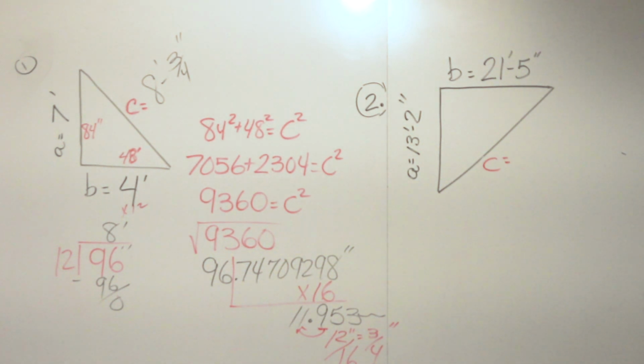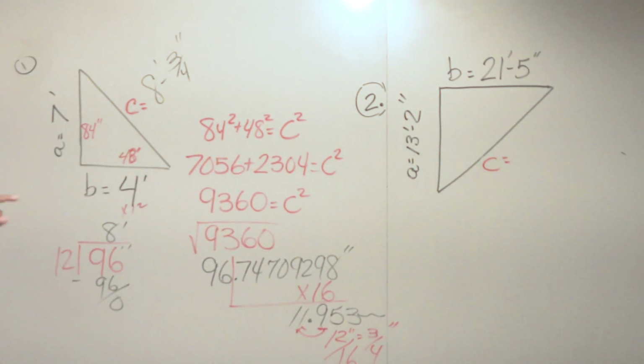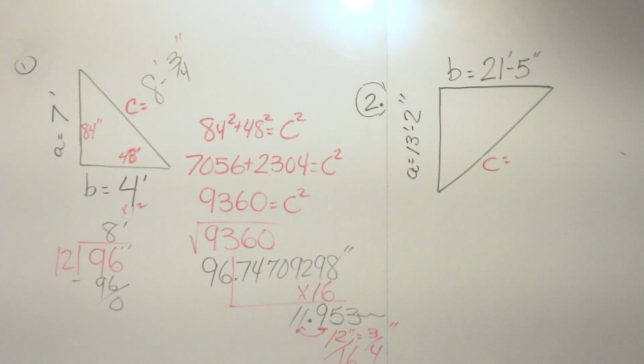Convert everything to inches, and then we just throw it in a formula. We square those numbers. So we got 84 squared plus 48 squared equals c squared. And all 84 squared is, we're multiplying that number by itself. So when we got the 84 squared, we got 7056 plus 2304. It gave us 9360. You have to square root that answer. It looks like a division sign with a check mark in front of it.